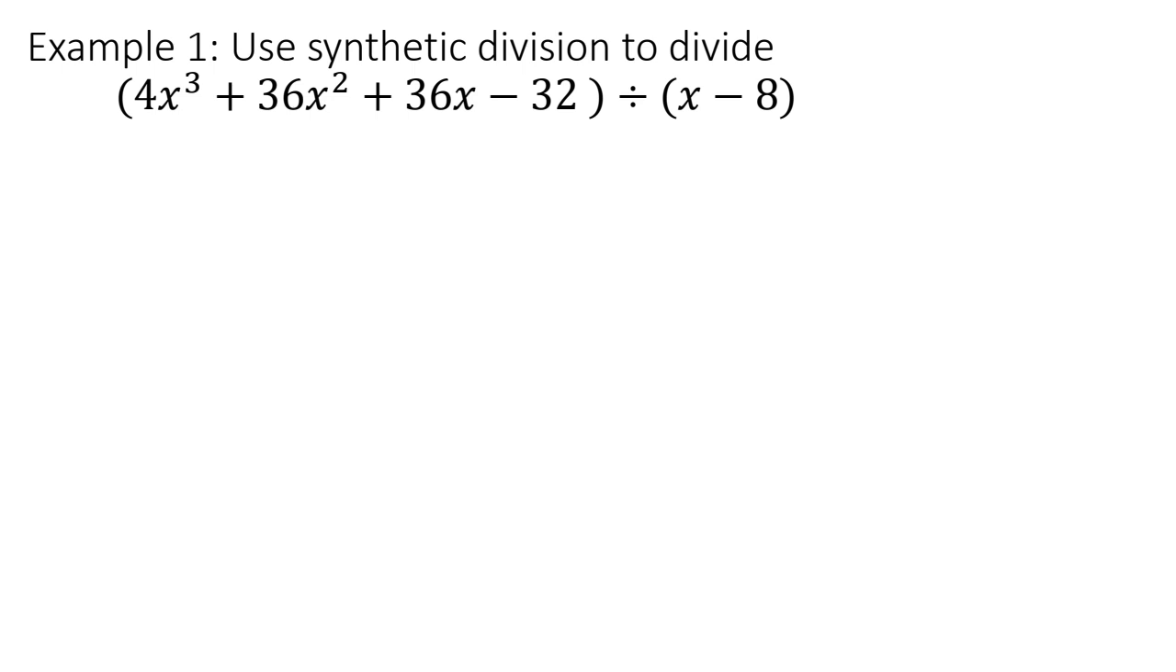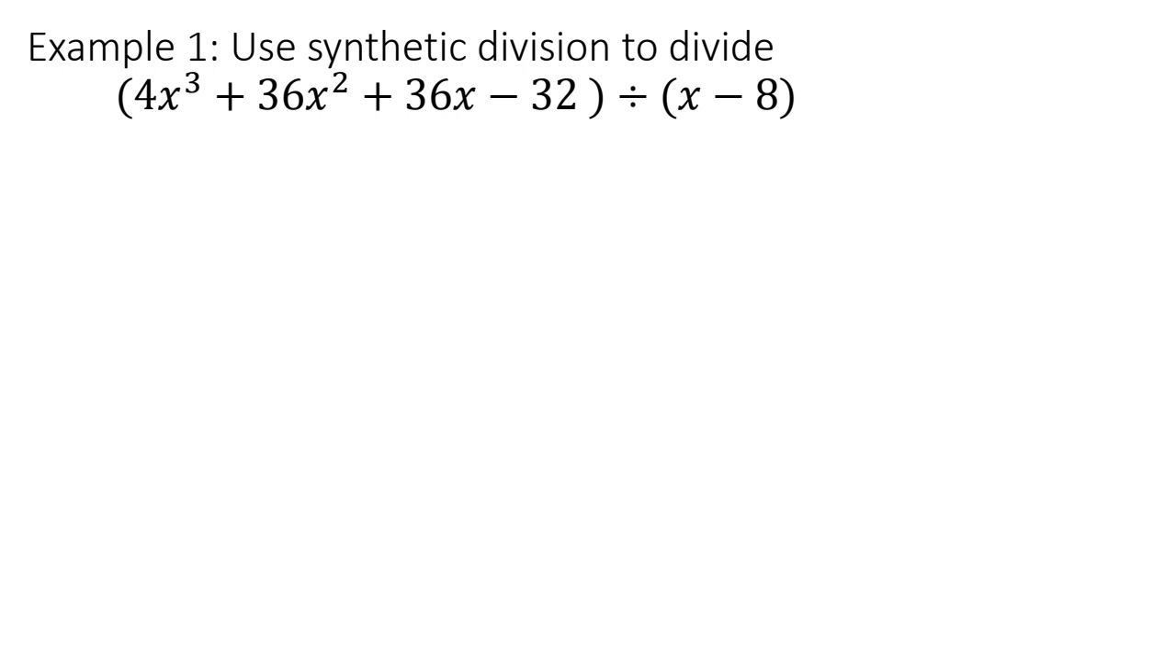First thing I need to do before I start the work is put my polynomials in descending order. Let's look at my dividend. I have a degree 3. That's the highest exponent, so I have a 3, 2, 1, constant. Perfect. It's in the right order. My divisor is also in the right order. I have a 1 and a constant.